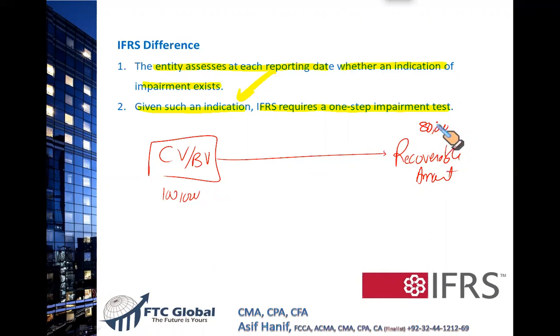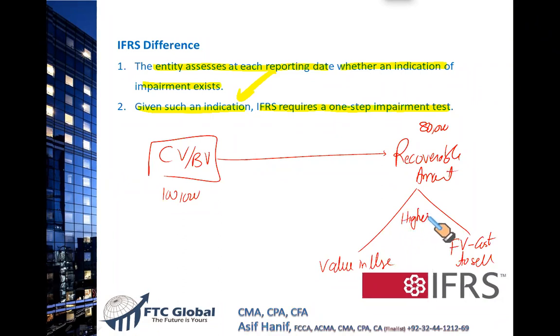Now, how do we determine this recoverable amount? Recoverable amount is ascertained by comparing two numbers. One is value in use, and the second is fair value minus cost to sell. Whichever of these two is higher, please be very focused. We compare our carrying value or book value with the recoverable amount. The recoverable amount is the higher of these two, value in use and fair value minus cost to sell.